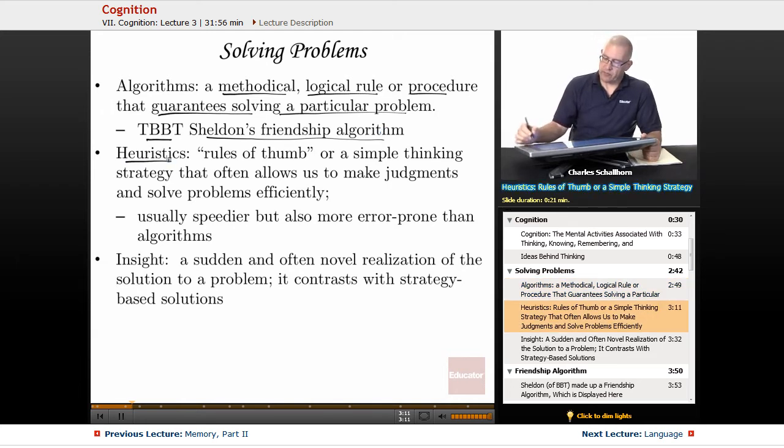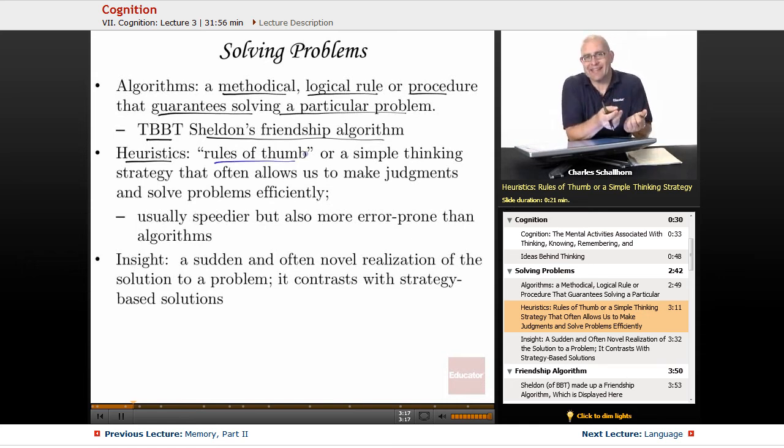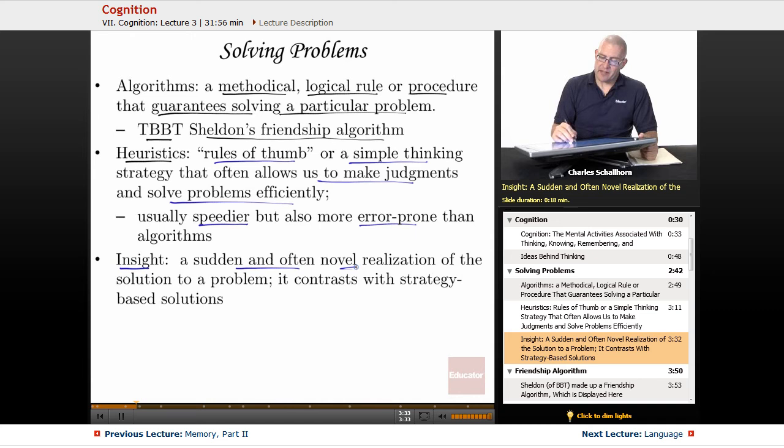There are heuristics. And heuristics are rules of thumb, which is an expression to say it's a guideline. And so it's a simple thinking strategy that allows us to make judgments and solve problems more efficiently. And it's usually speedier, but it's also more error prone, and that's okay. There's also insight, and that's a sudden and often novel realization of the solution to a problem.